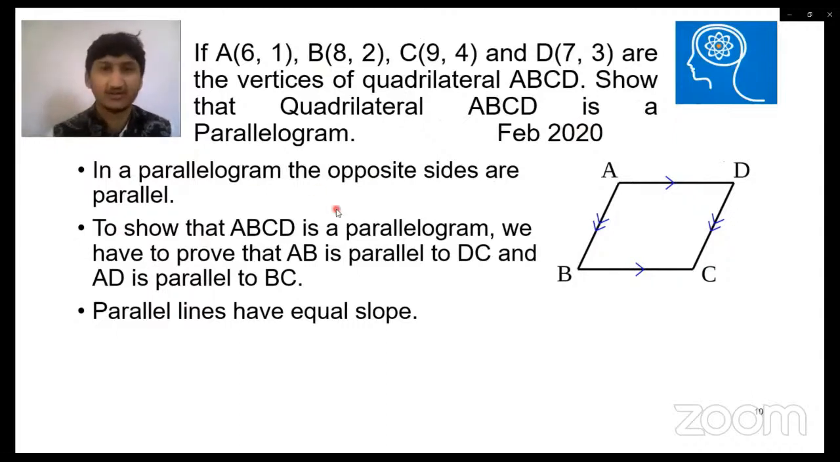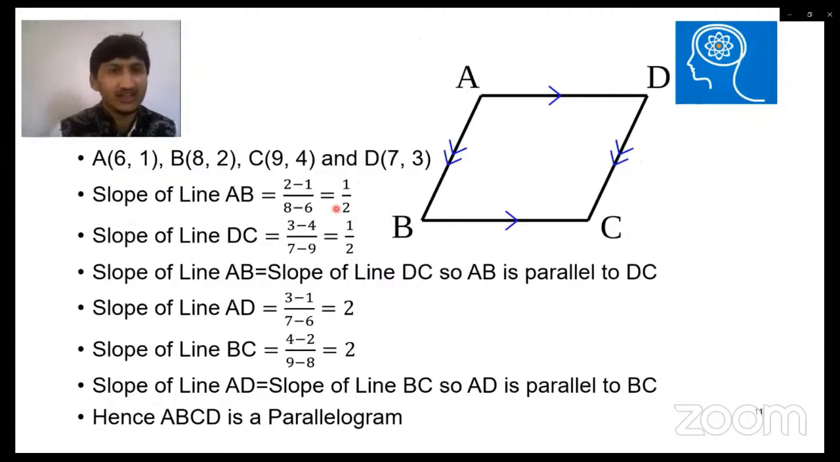So let us take a look. We are given points A, B, C and D. जर आपण AB आणि DC चा स्लोप काढला using the formula that is y2 minus y1 upon x2 minus x1, तर काय येतो बघा. स्लोप ऑफ लाईन AB काय येतो? 1/2. स्लोप ऑफ लाईन DC काय येतो? That is also 1/2. आता या दोघांचा स्लोप जर इक्वल आहे, so what we can say is that DC and AB are parallel.